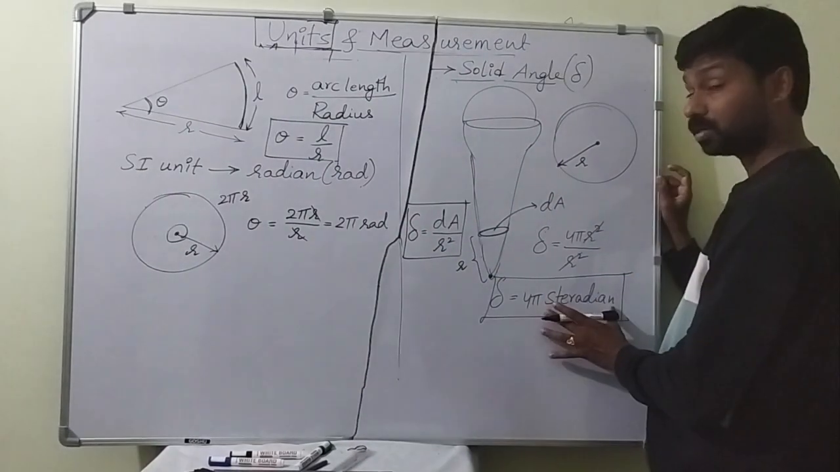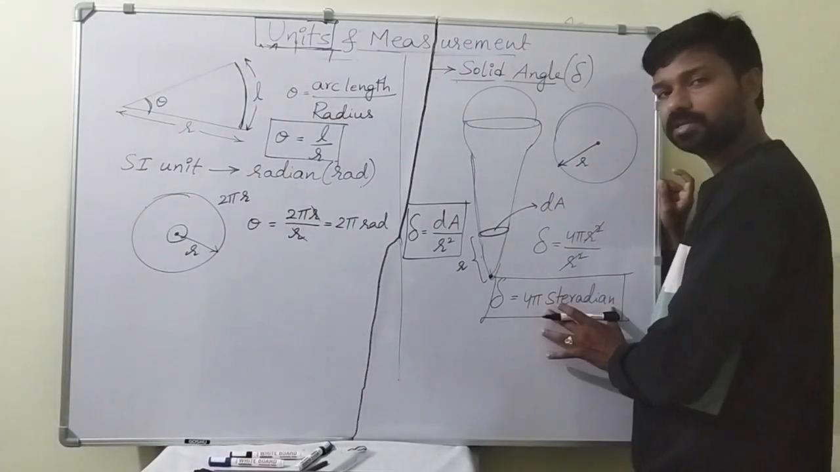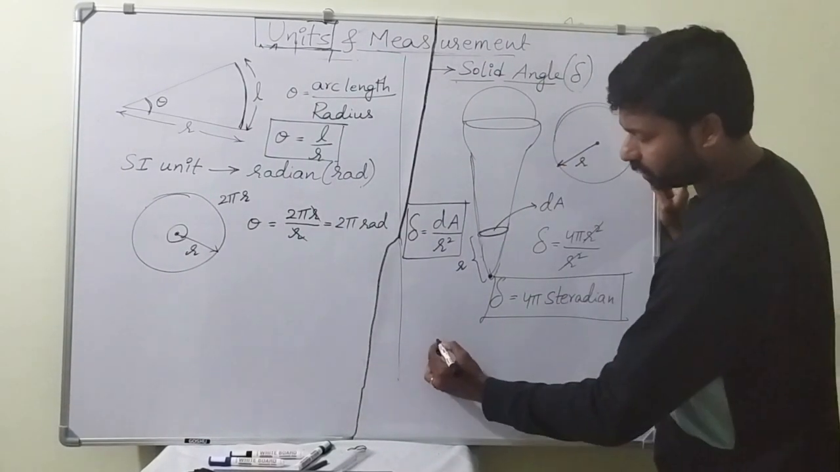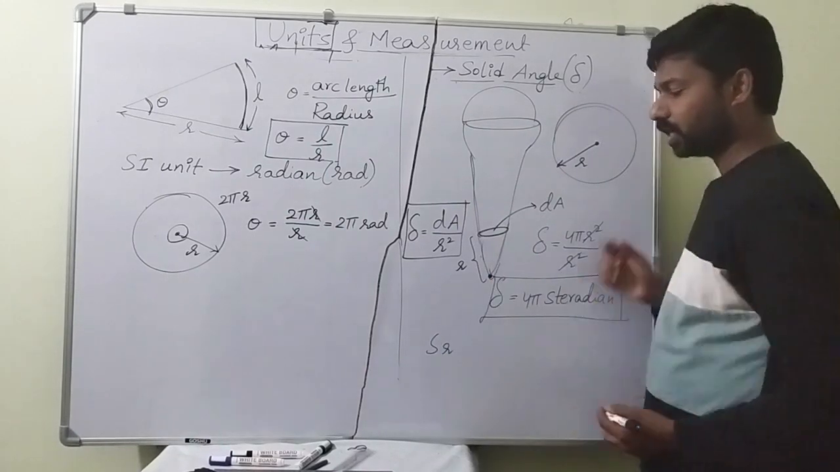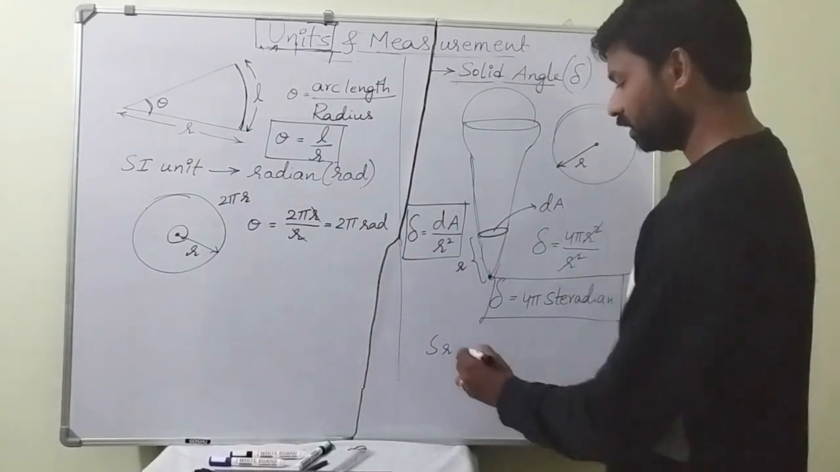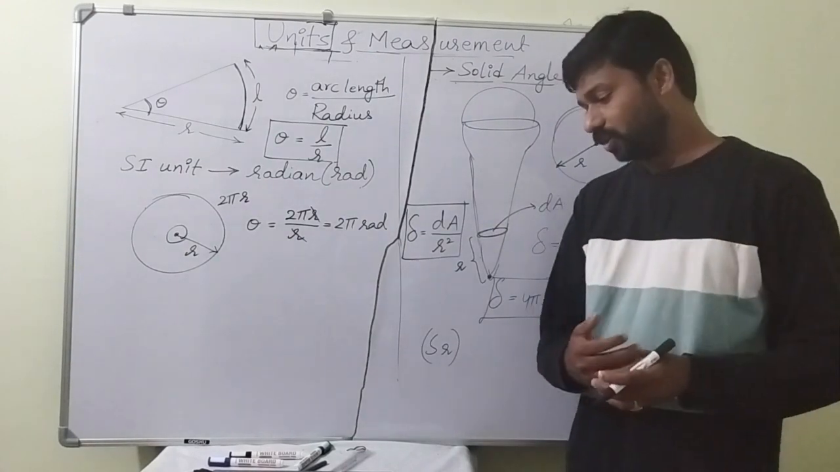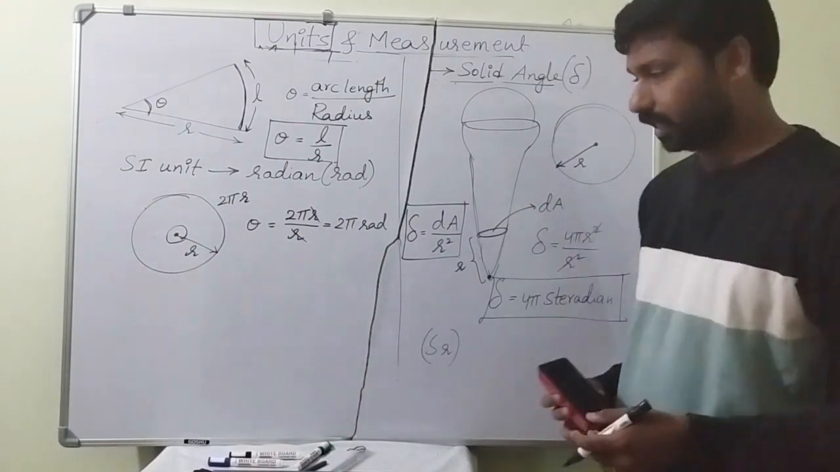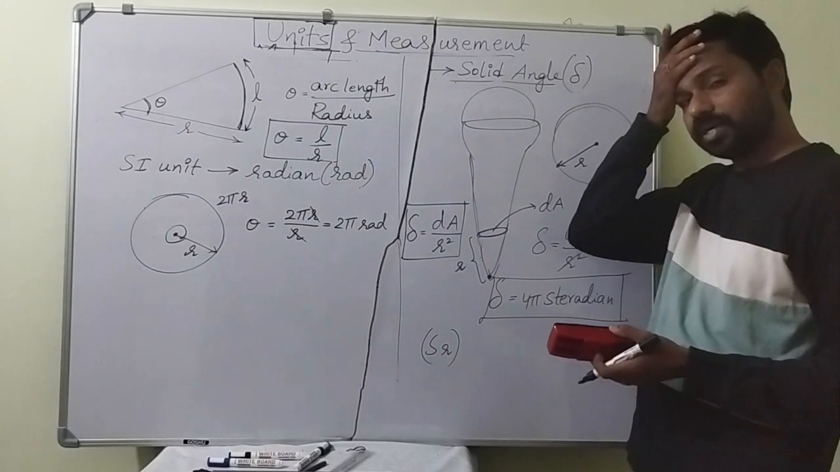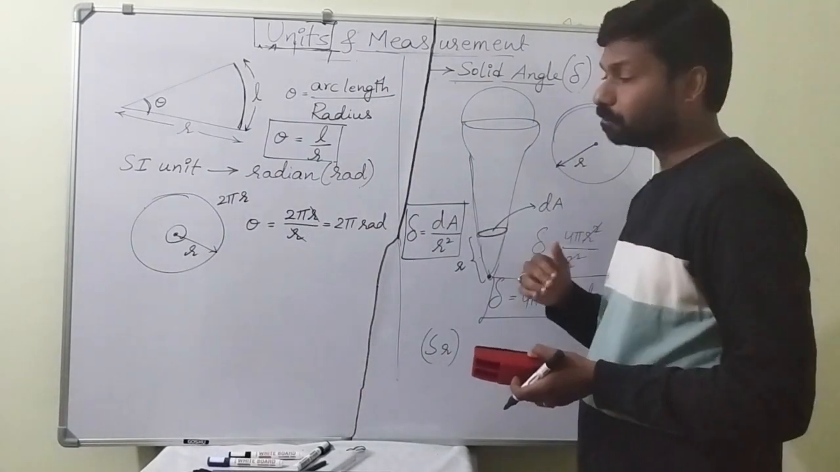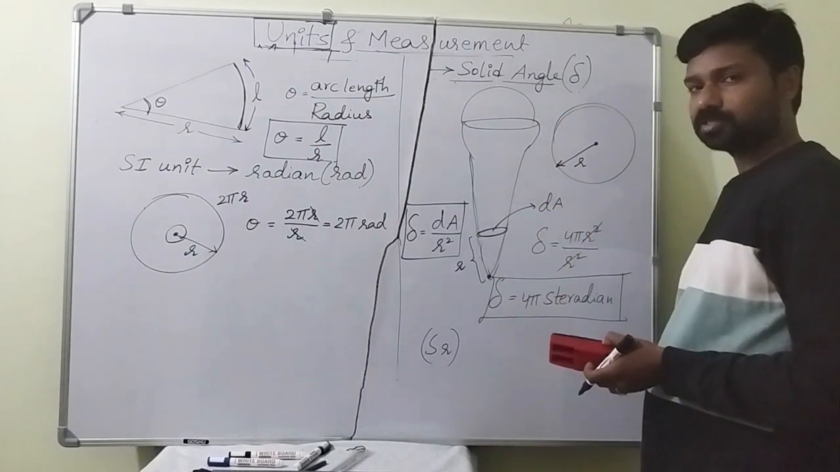Sir, what is this, sir? Steradian is the SI unit of solid angle, and it is represented by the symbol SR. Please write it down. So that is what it is regarding plane angle as well as solid angle. Is it okay? Now let us proceed to the next part.